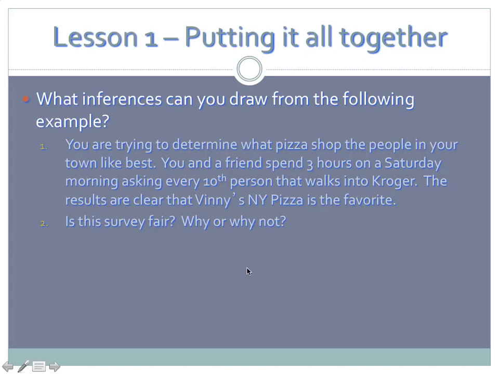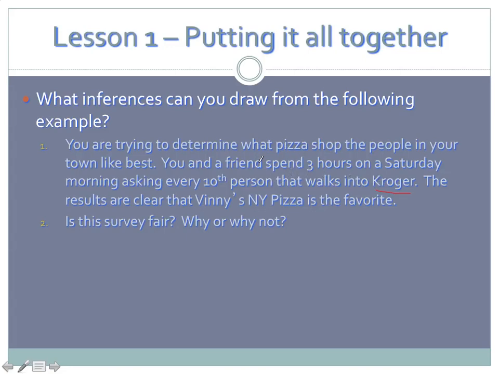All right, so it's asking us about inferences. What inferences can we draw? And then it goes on to ask us, is this survey fair? Why or why not? Well, let's talk a little bit about this. First of all, we're going to Kroger. We're going to survey and sample people at Kroger. We go to Kroger for 3 hours on a Saturday morning, and we are going to survey those people to see what pizza shop they like the best.